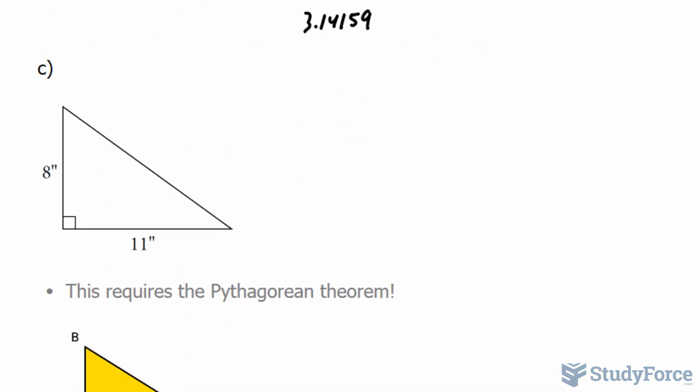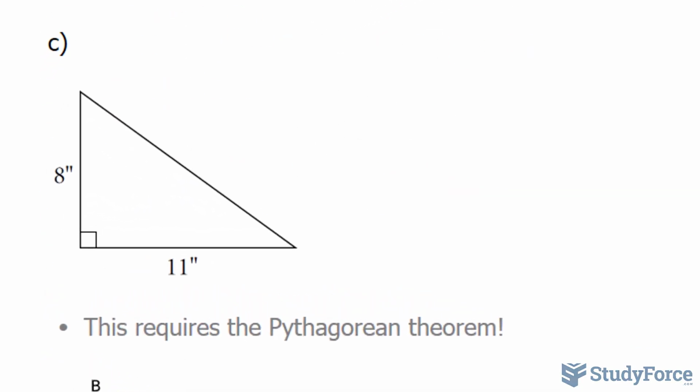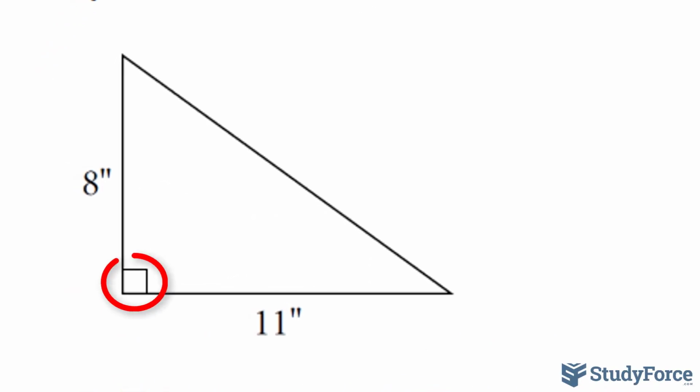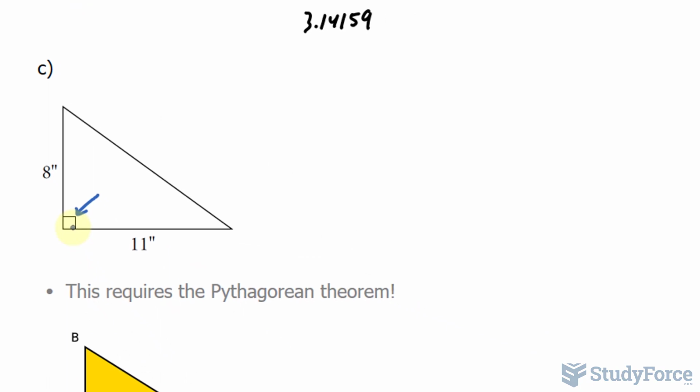Finally, in question C, we have a right triangle, which means that one of the angles in this triangle is 90 degrees, shown right here. We've been given this side and this length. These double apostrophes mean inches. If it were a single apostrophe, it's feet. However, we haven't been given the longest side. To find this longest side, we have to use the Pythagorean theorem.